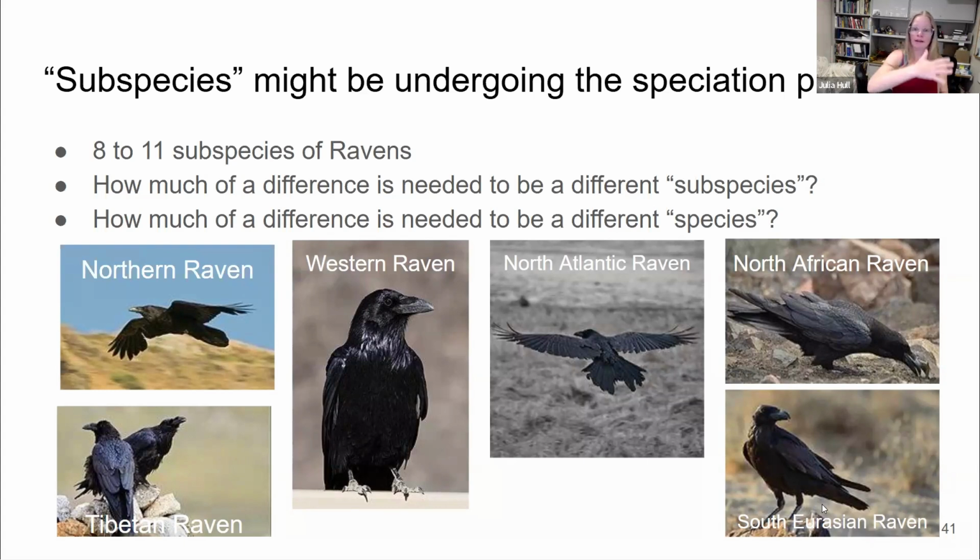At some point in evolutionary time, these things might diverge far enough that if they come back together, they won't be able to produce fertile offspring. And then at that point, that is when we're going to call them a new species.